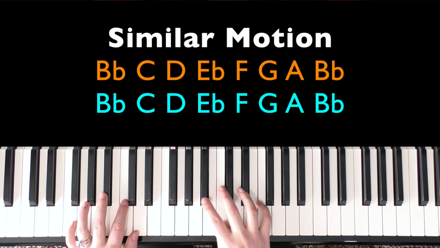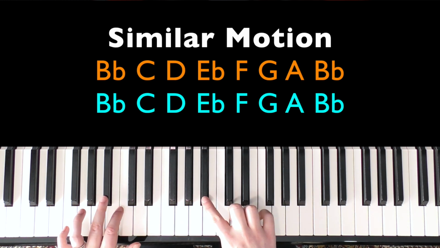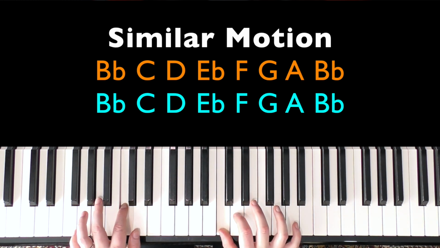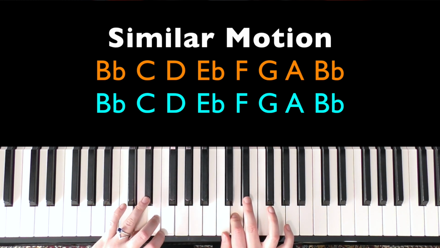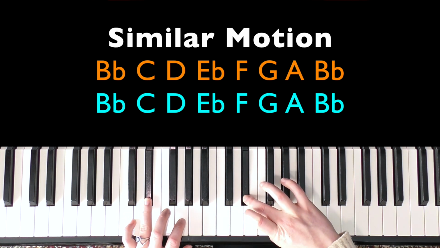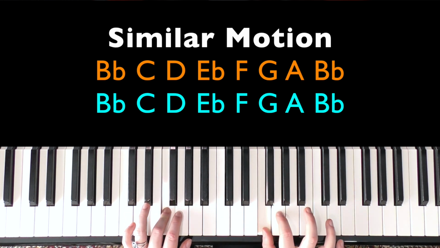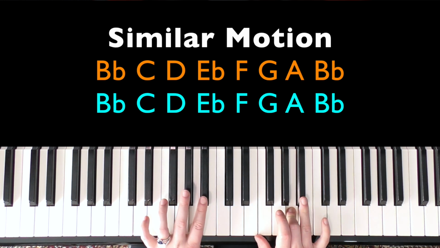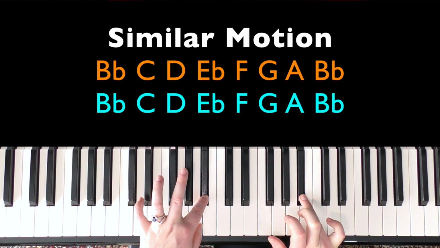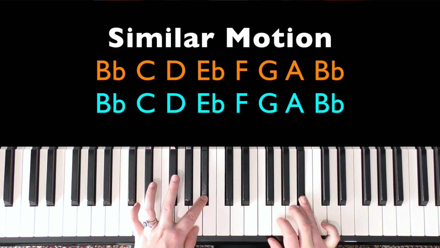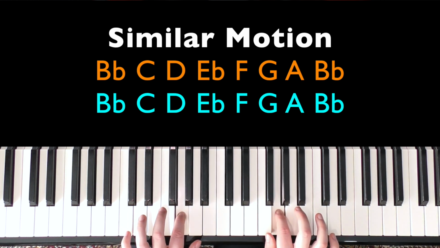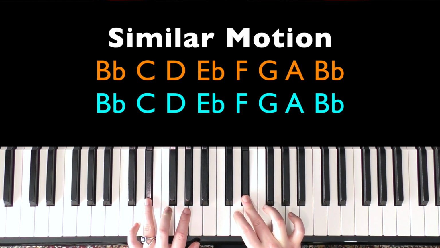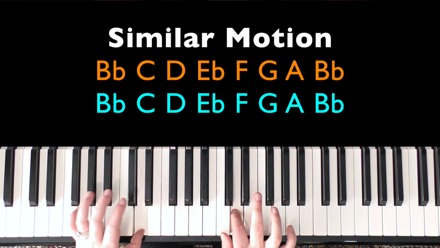Now similar motion, so start with a 3 and a 2, under there, over with the 4, under on the 3, reposition, and then over there, 2 and 4, back down, over with the 3, under on the 4.